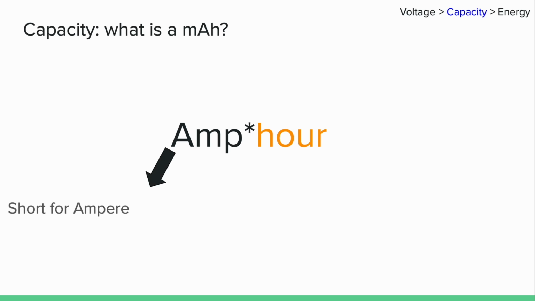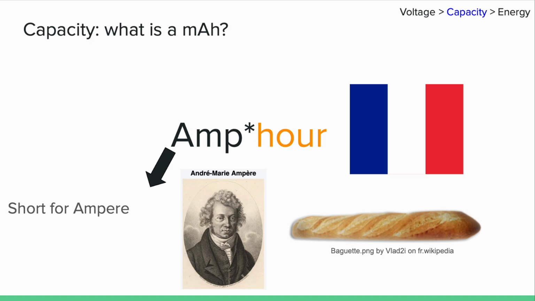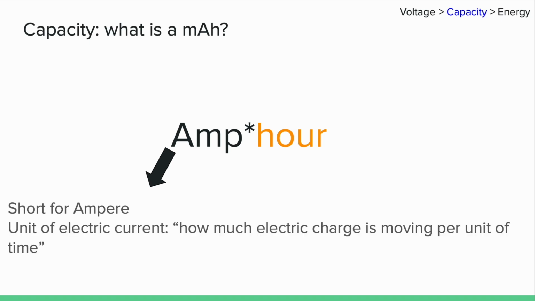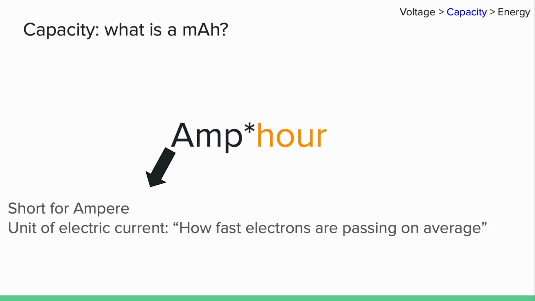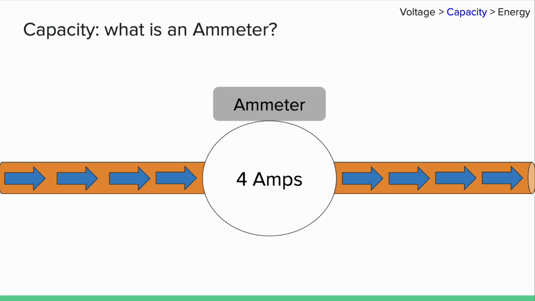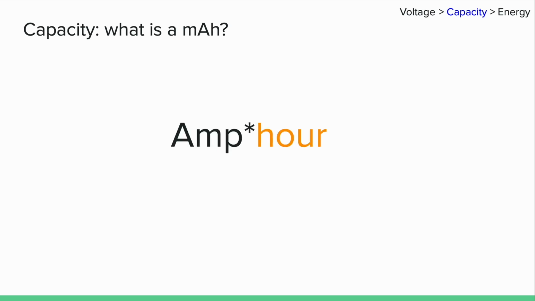Amp is short for ampere, named after some French guy, but basically an ampere is a unit of electric current, or how much electric charge is moving per unit of time. But I like to think about it as how fast electrons are passing on average. You can use an ammeter, which is a device you put in your circuit to measure the flow of electrons in amperes. So where does hour come from, and how does this relate to capacity in amp hours?